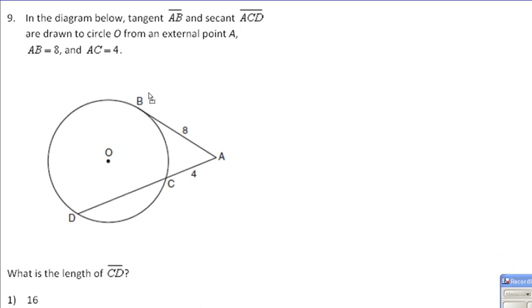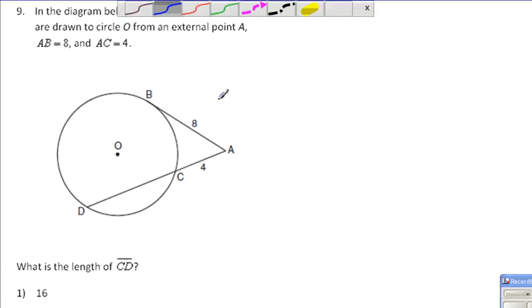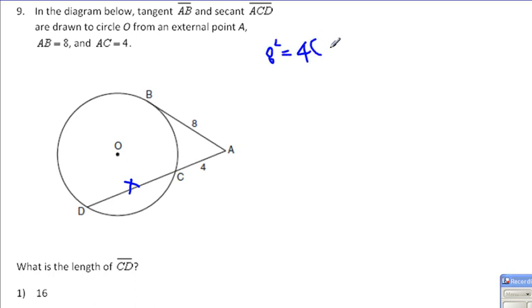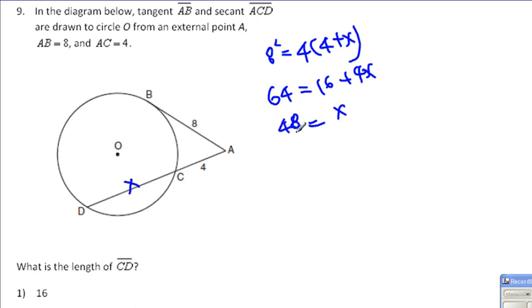Alright, so we have this picture, and then AB is equal to 8. So what we're looking for is CD. Let's put that as x. So 8 squared is equal to 4 times (4 plus x). We end up getting 64 is equal to 16 plus 4x. Then x will be equal to 48 divided by 4, which is equal to 12. So CD equals 12.